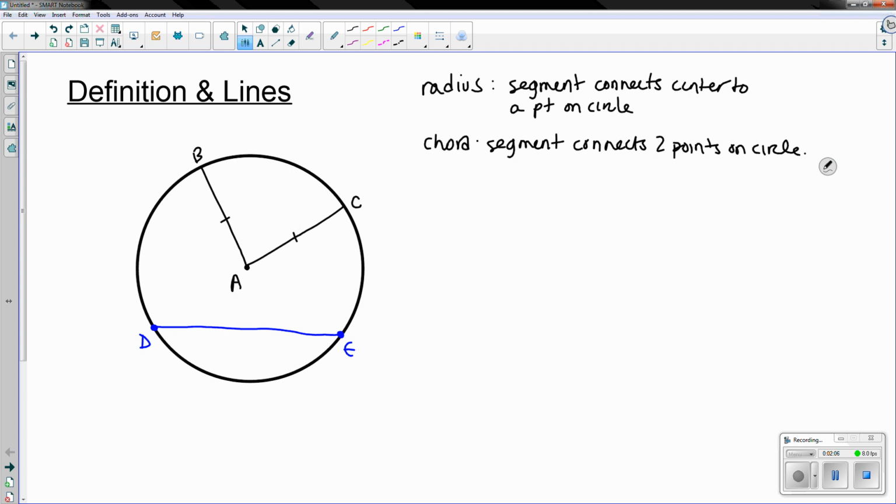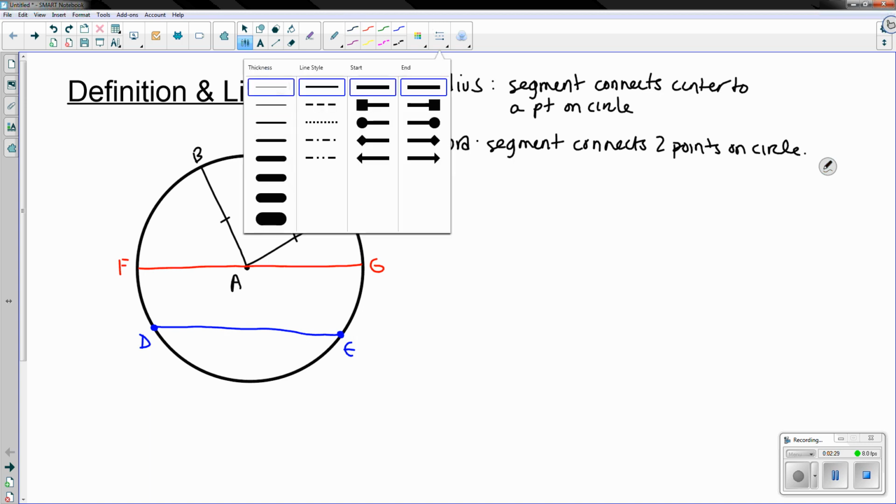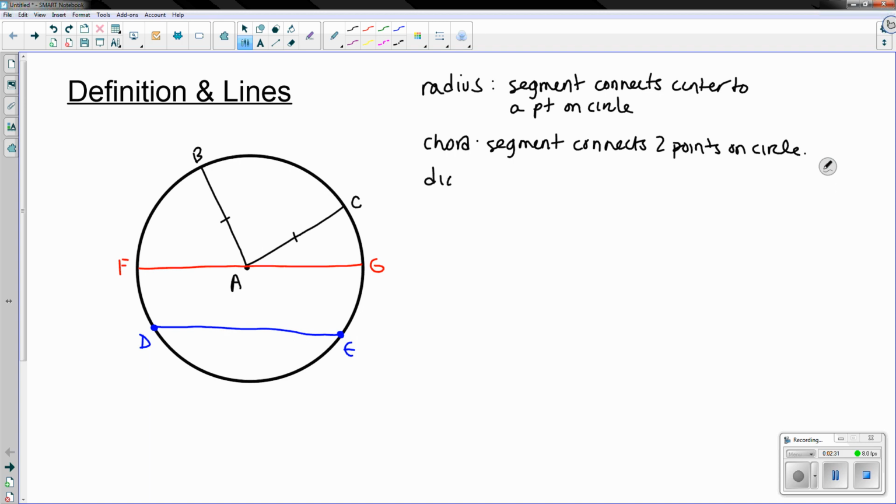Now, what is the longest possible chord that we could draw? Well, it would have to be connecting 2 points with a segment that passes through the center. So FG is a chord, and it is the longest chord. And there's a special name for that chord, and we call that the diameter.